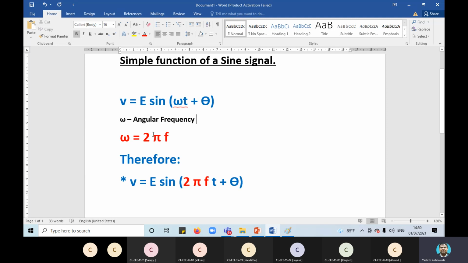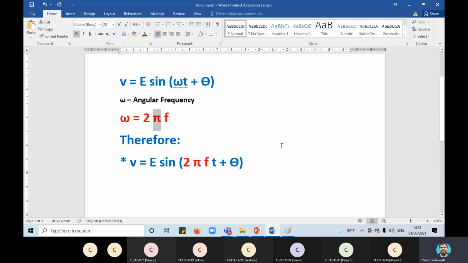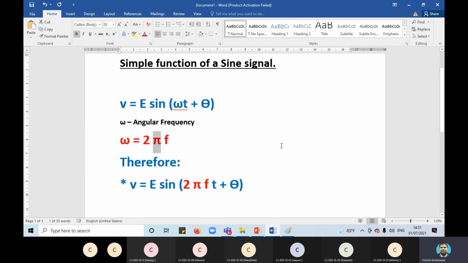Now let's be clear about what 2 pi is. 2 is a constant anyway. What comes with this pi value? Pi is equal to 180 degrees. So pi in radians is equal to 180 degrees. So how many of you know what a radian is? Can anyone define a radian? What is a radian?